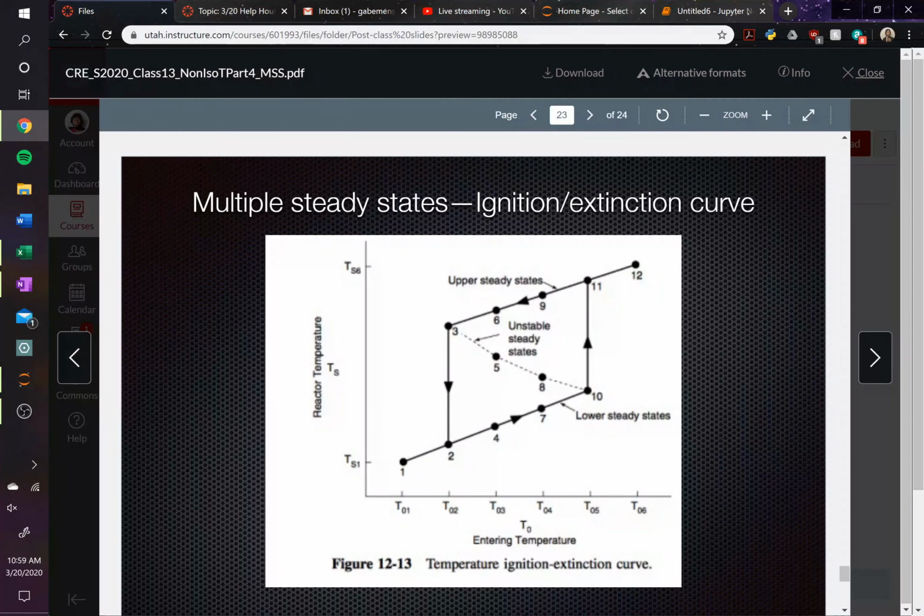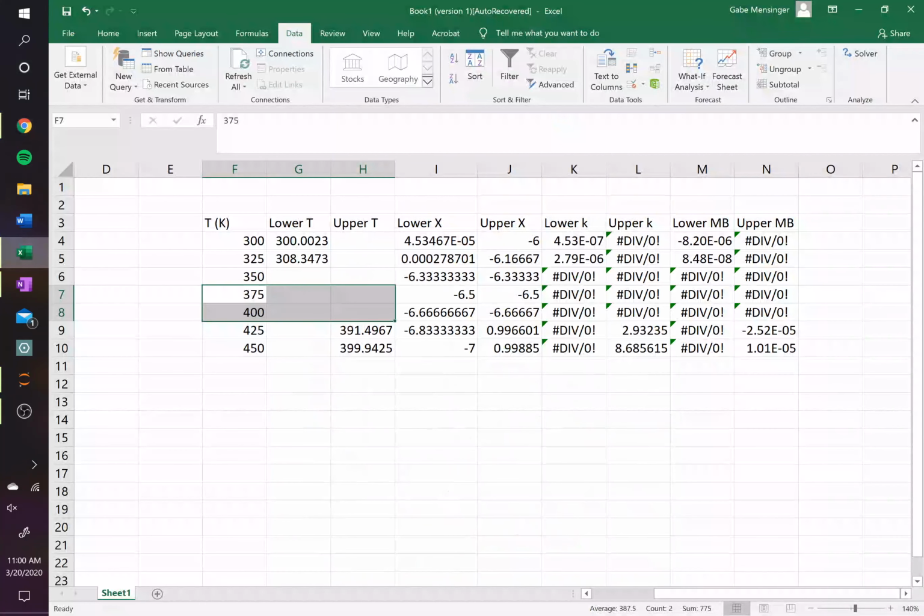And remember, this goes back to the extinction ignition curve: as we're slowly increasing temperature, we're going to reach a point where it's just going to shoot up to this upper branch. But even then, you can cool it back down and still remain on this upper branch. And that's kind of this gray area here.